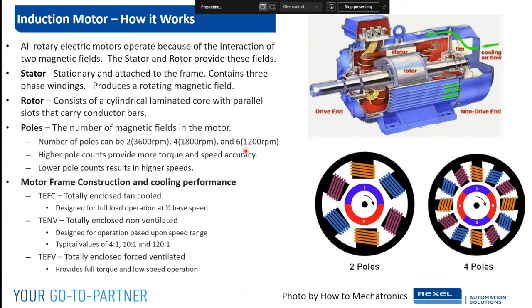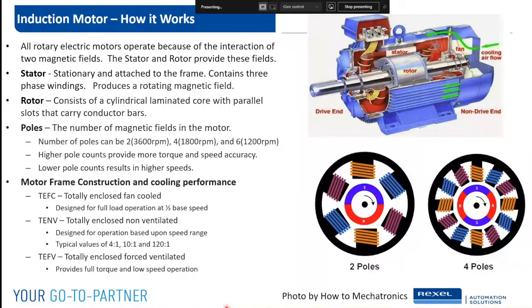So why is that important? Again, that ties back to my opening statement: if you know the speed, the torque, and the speed range required for an application, you would pick the RPM or pole structure of the induction motor based on what you need to spin the load. Lower pole counts, higher speeds; higher pole counts, more torque.